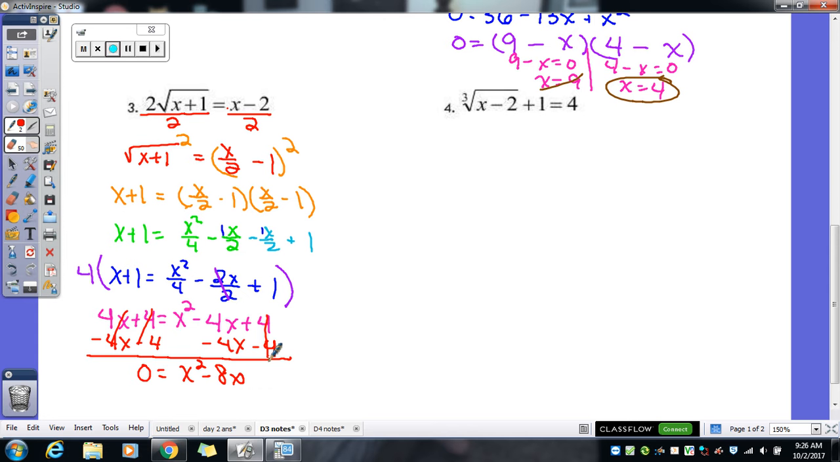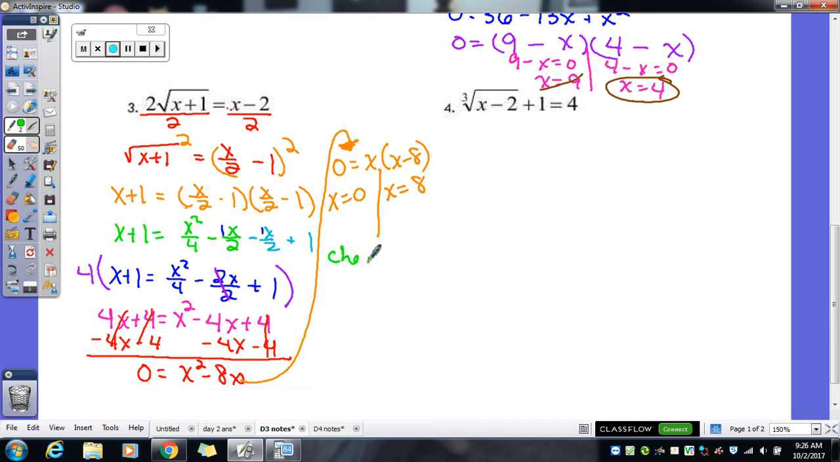So what kind of factoring do we have here? GCF. What is our GCF? X. We'll move it up over here. So I get x times x minus 8. So we get x equals 0, and x equals a positive 8. Then we just have to check to make sure they both work.